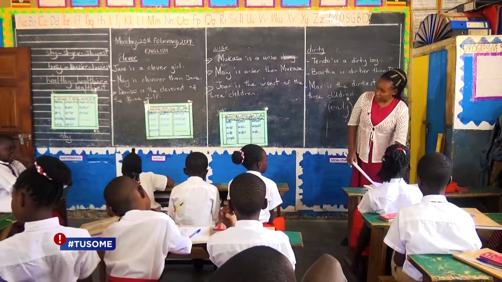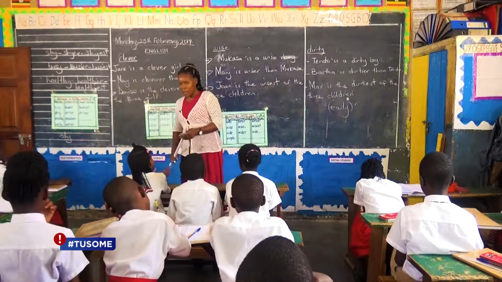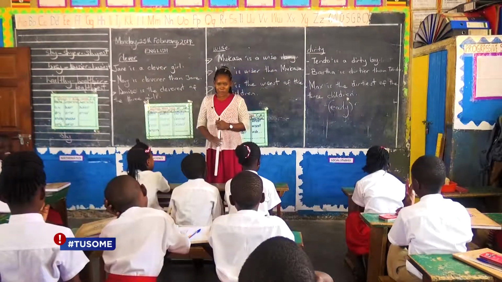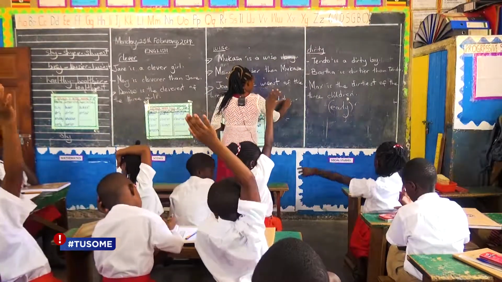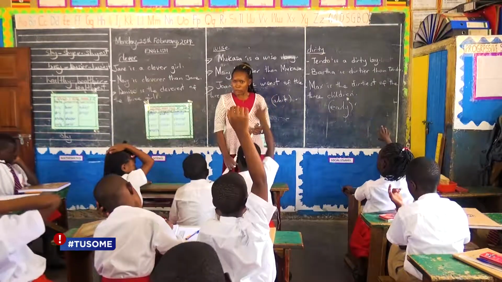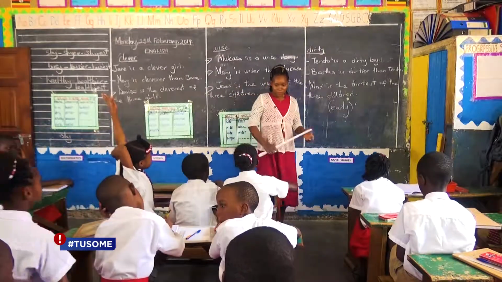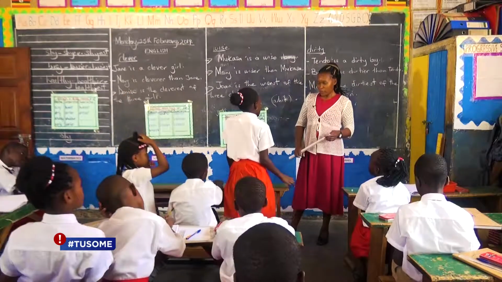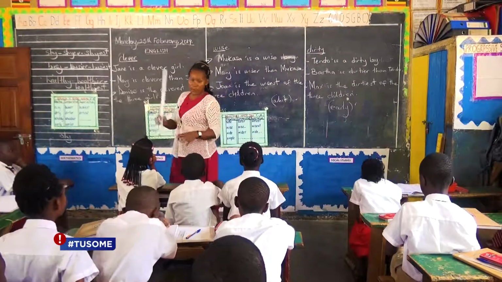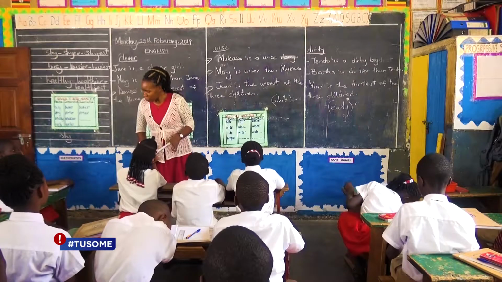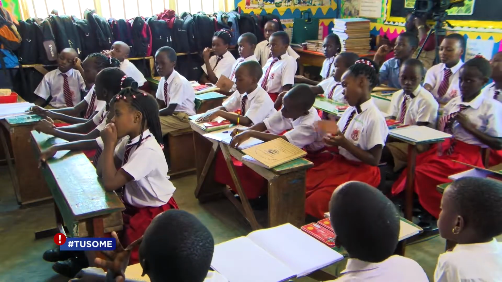Okay. Then I have this one. Mary's shirt is dash than Joseph's. The word in brackets is white. Yeah. Adjectives of color. White. Maureen. Mary's shirt is whiter than Joseph's. Which degree is that? Comparative degree. That is the comparative degree.